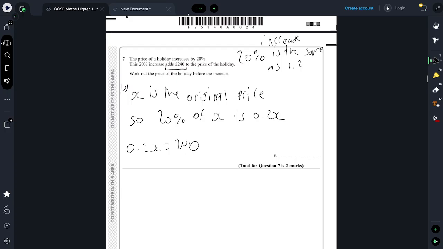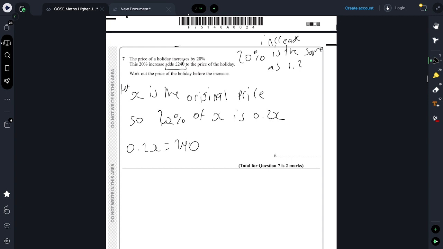If it said 20% increase plus the original price is say 600, then yeah, you're going to want 1.2x because that represents the original and the 20%. But here the wording is crucial. The 20% increase adds 240, so it's adding it to the price. So this must be what we're increasing it by. This is what we're increasing x by, okay, which is 20%. So 20% of x is 240. Hopefully that's clear. Hopefully I didn't waffle too much there.